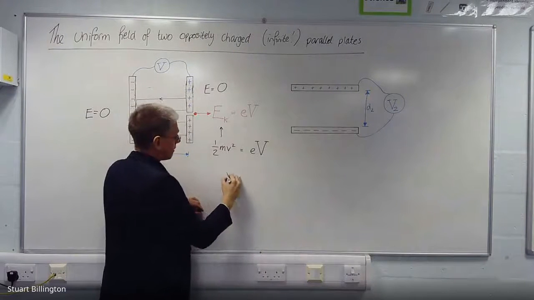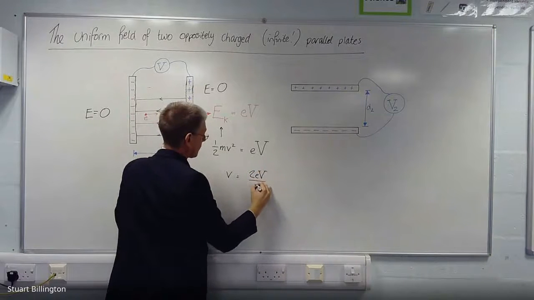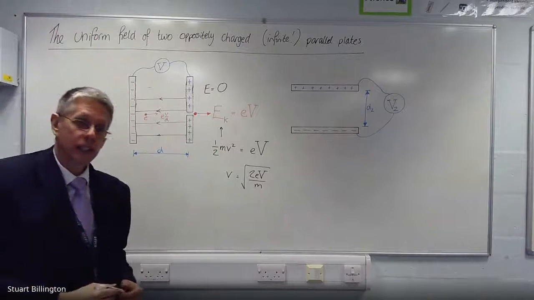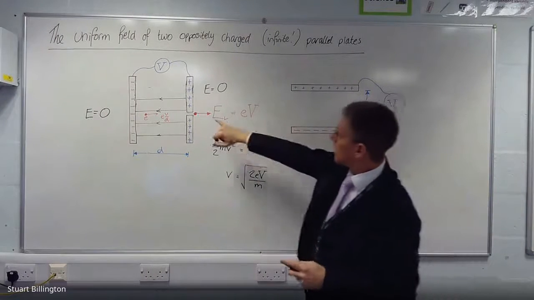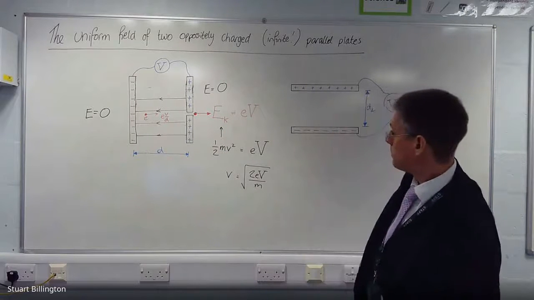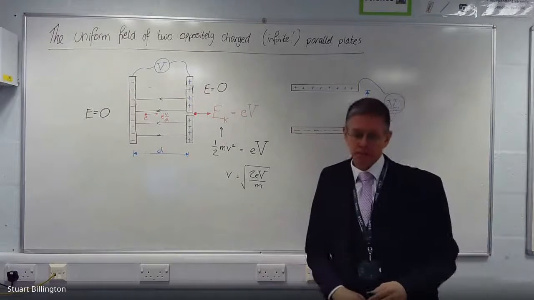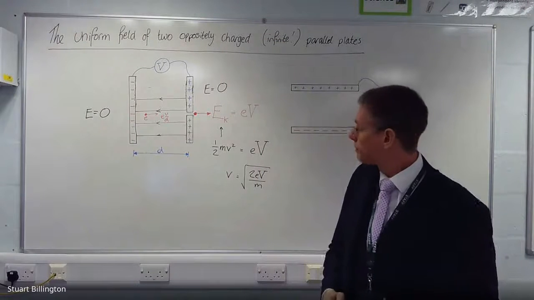So you can now rearrange this equation to get the speed of the electrons as they come flying out of our electron gun. And you're going to be doing a calculation on that in a minute.